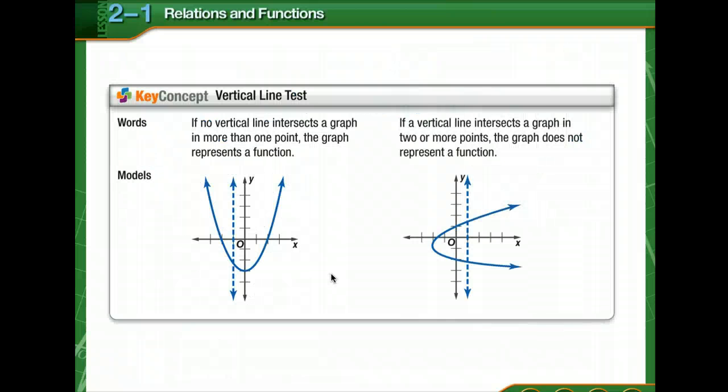Now we've talked about the vertical line test. If there's no vertical line that intersects the graph in more than one point, the graph represents a function. So notice if you draw a vertical line anywhere on this graph, it doesn't cross it twice. However, this one, it does cross twice, so this graph does not represent a function. This one does.